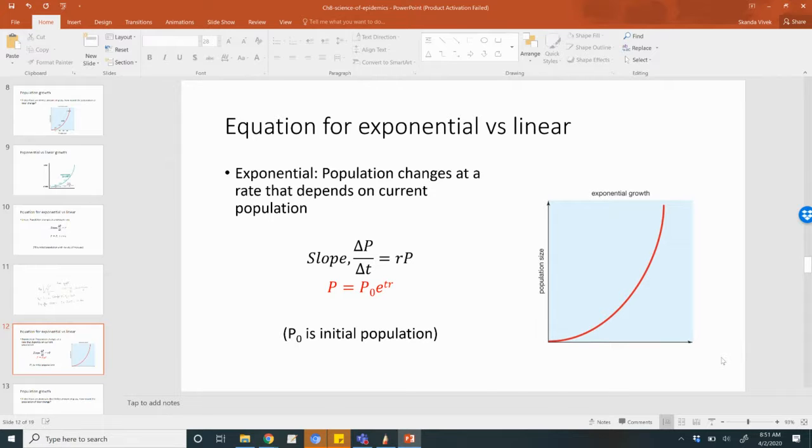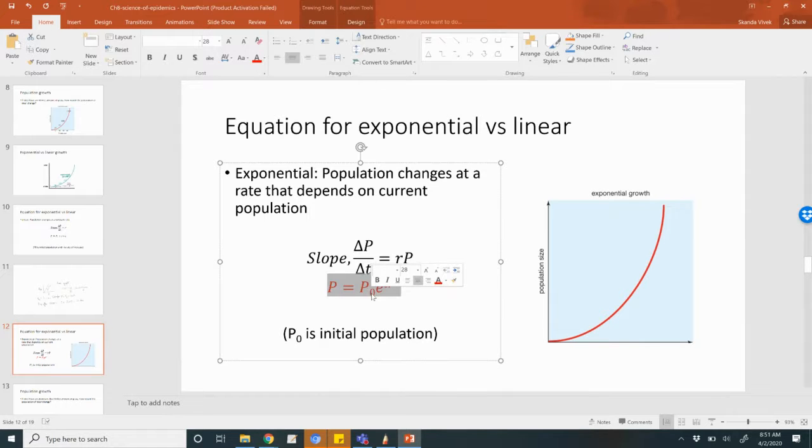So remember how we did the coffee, the time it takes for all the coffee to get out of your body, and that was an exponential decay. This is kind of the opposite. It's an exponential increase, right? So this is the formula for the exponential growth. Any questions?